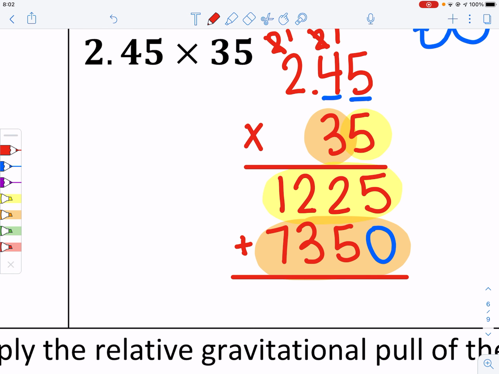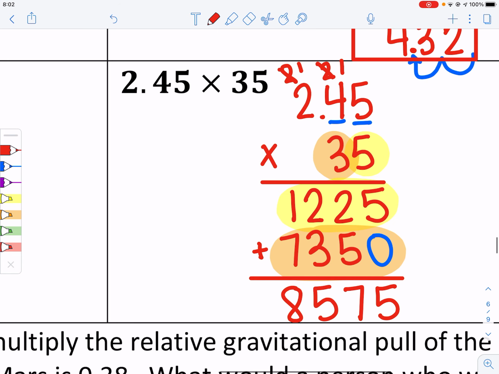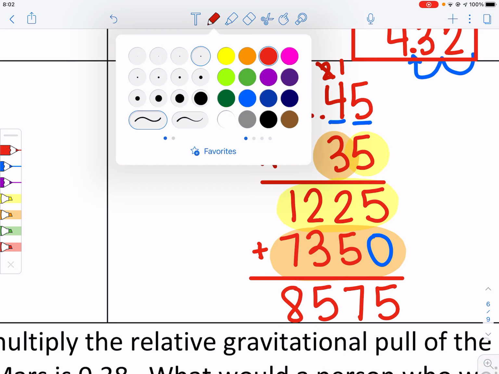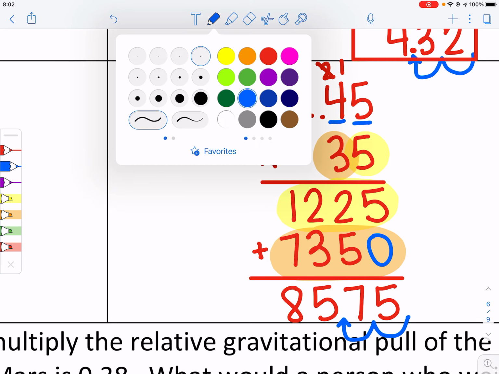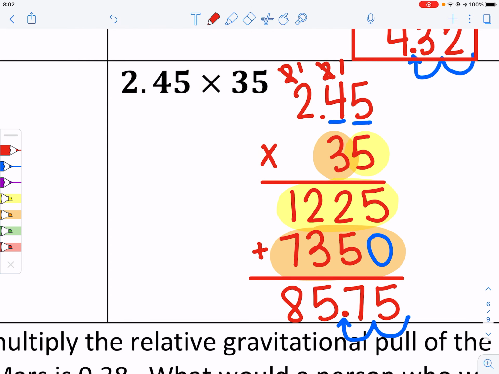Okay, lastly, I need you to add it all up. So 5 plus 0 is 5. 2 plus 5 is 7. 2 plus 3 is 5. 1 plus 7 is 8. And then I need you to determine where your decimal goes. There are 2 numbers behind the decimal. So in your answer, move it 2 times to the left. So your decimal goes between the 5 and the 7. So you have 85 and 75 hundredths.